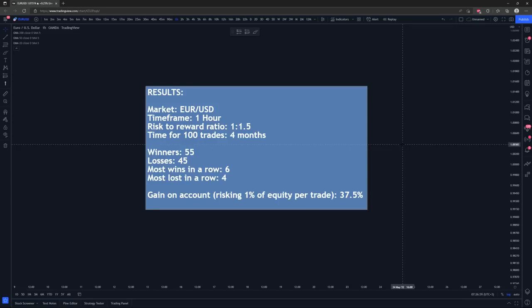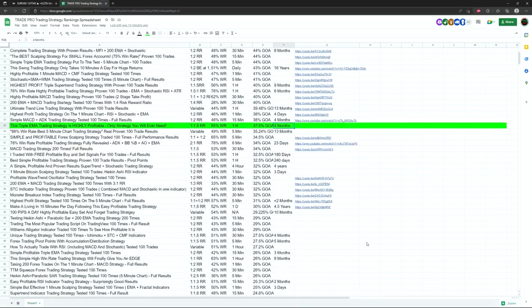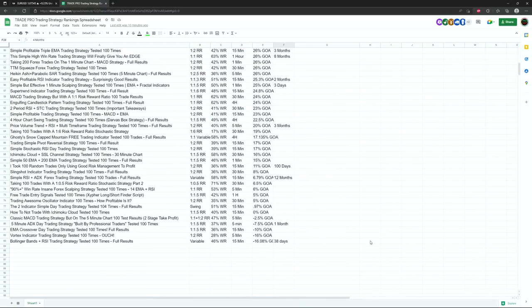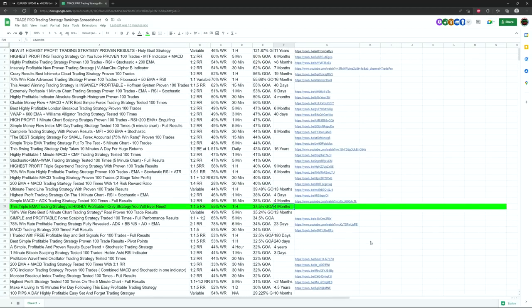Now let's go on over to the strategy ranking spreadsheet, and we'll see how this fares against other strategies that I've tested with a 1 to 1.5 risk to reward ratio. I think this one falls quite highly on the strategy ranking spreadsheet compared to others that were similar tests. All right, here it is on the strategy ranking spreadsheet, falling at spot number 28 out of now 83 strategies tested on the channel so far. So it's in that mid to upper tier range, and we can compare it to other strategies where I also used a 1 to 1.5 risk to reward ratio.